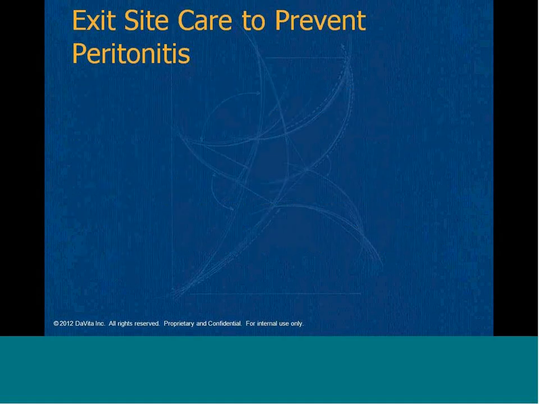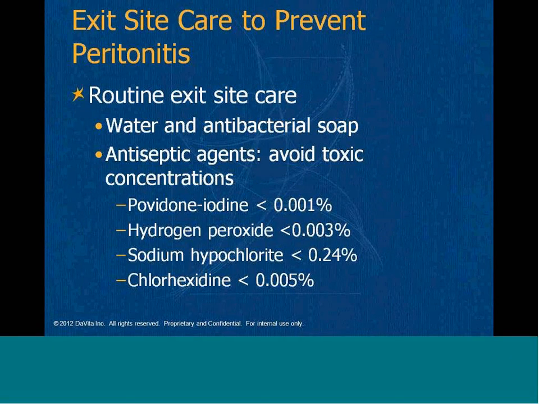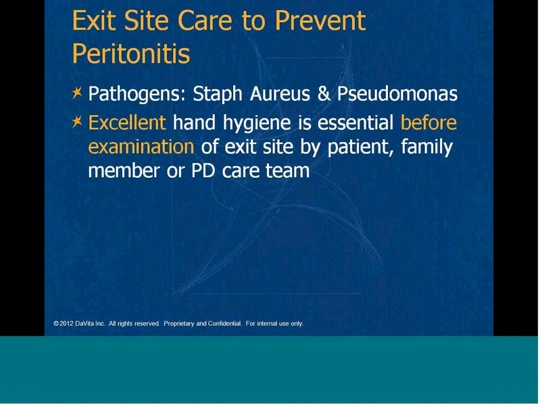So what can you do instead of doing all these things? Well, you can do routine exit site care the way you all do it. You use water and an antibacterial soap. It's important that when you use antiseptic agents, you avoid toxic concentrations, and this is the list of the toxic concentrations of the most commonly used agents: betadine, hydrogen peroxide, chlorhexidine, and sodium hypochlorite. The pathogens that most commonly cause exit site infection are Staphylococcus aureus and Pseudomonas.